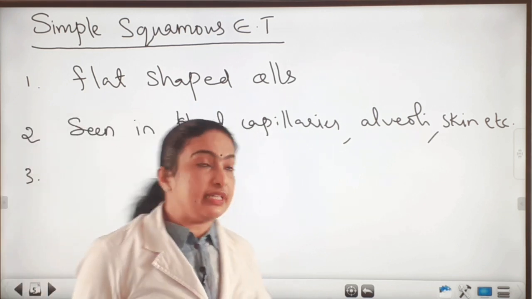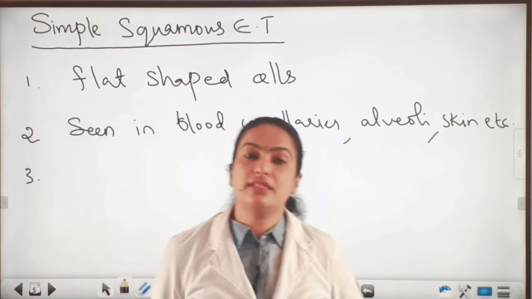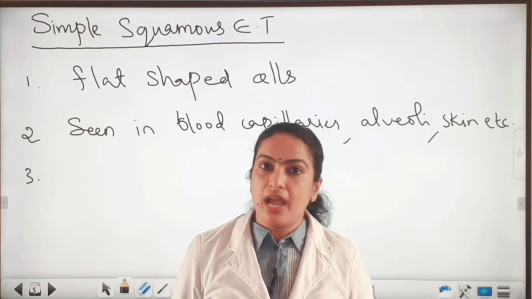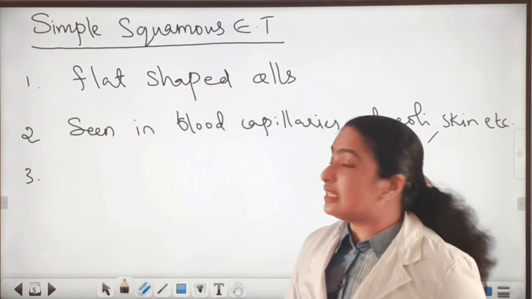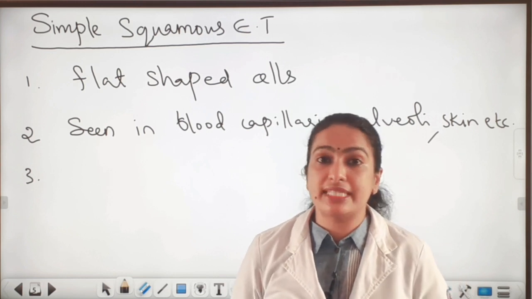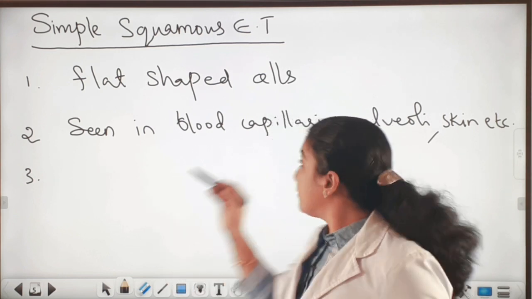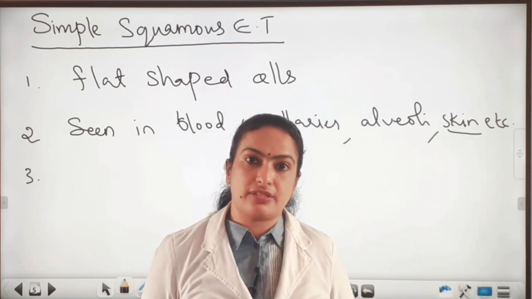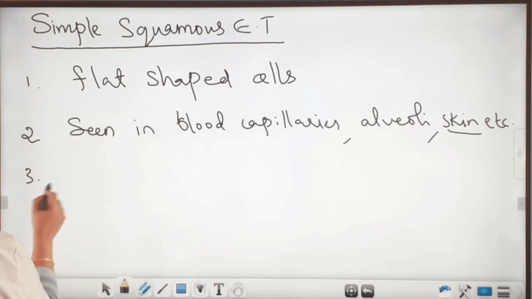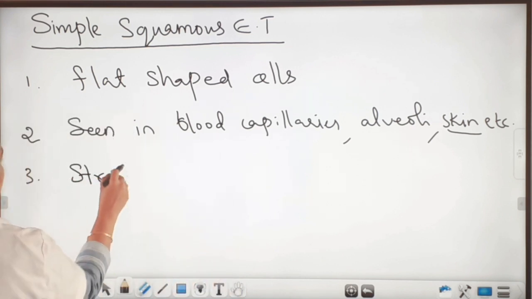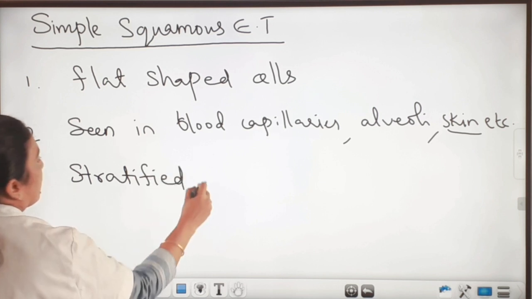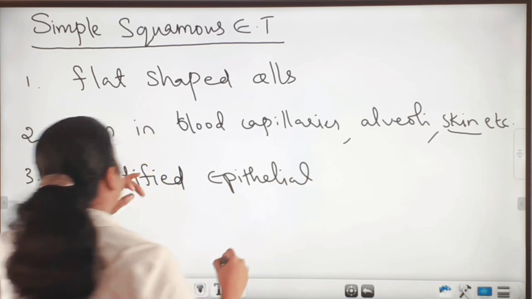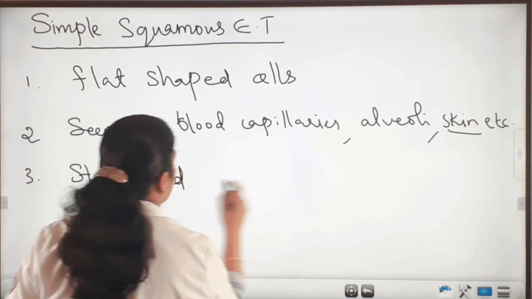Before that I want to tell you, there is a peculiar type of simple squamous epithelial tissue. Actually this simple squamous epithelial tissue is a thin flat cell made of a single layer of cells. But in the case of skin, many layers of cells are arranged. Such squamous epithelium is called stratified squamous epithelial tissue.